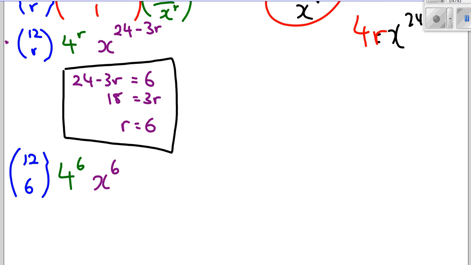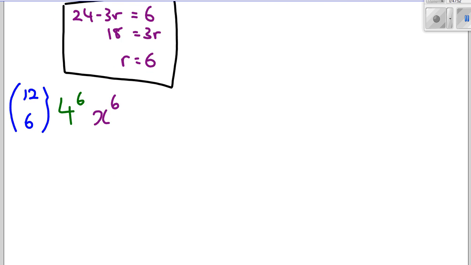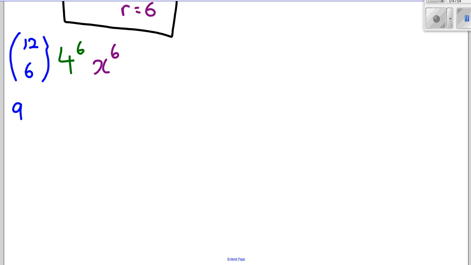12C6 with your little calculators, with your nCr button. Ooh, 924. Yeah, it's good to know how to do that. It's a good strategy. What's 4 times 6? No, 4 to the power of 6, sorry. 4,096. Something like that, yeah. And the x^6 is going to be that thing. And then you've got to work out that blue number times that green number for your final answer.